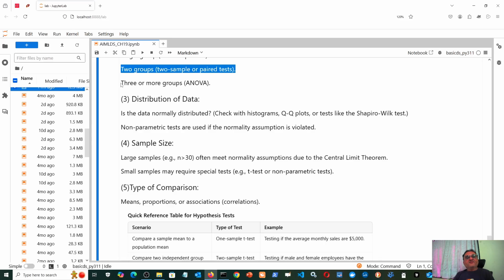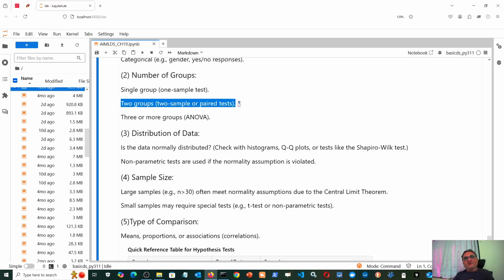Then if there are 3 or more groups, then we know that the t test etc. are only for 2 groups. But if there are 3 or more groups, then you will use ANOVA.